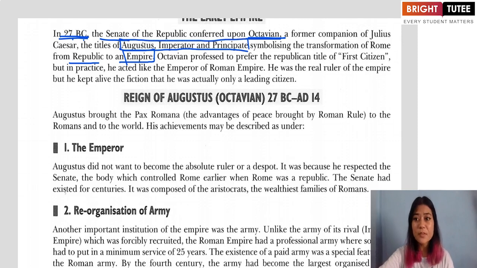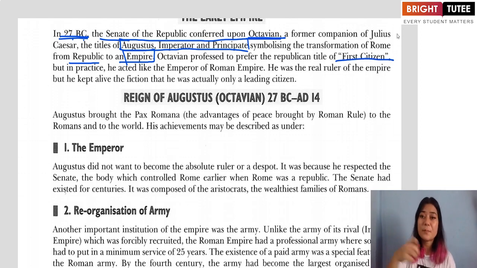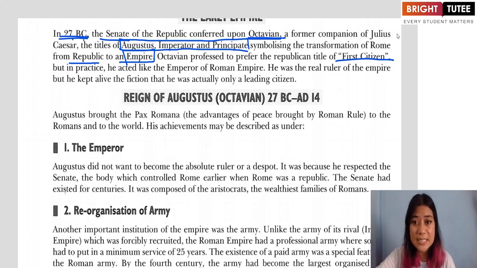Now, although Octavian was actually the emperor, he preferred the republican title of first citizen. The republican title of the leader of the people was first citizen. So the ruler was called first citizen and not the emperor. But Octavian in practice was the emperor, though he preferred the title of first citizen.